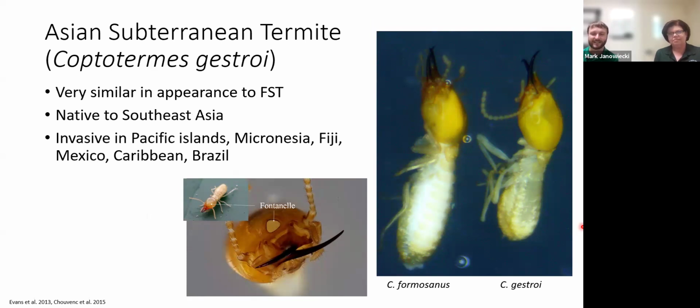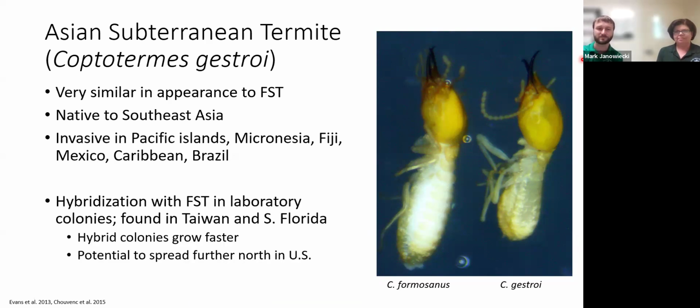Coptotermes gestroi. It's very similar in appearance, as you can tell from my very poor picture here. There's a slight difference: gestroi has a slightly sunken head. There's also a different number of hairs in the fontanelle, but if you're ever questioning, the city of New Orleans has a great identification service. If you send specimens in, Eric Guidry here in the building can tell you exactly what it is in seconds, almost. This species, though, is native to Southeastern Asia and is invasive around the world.